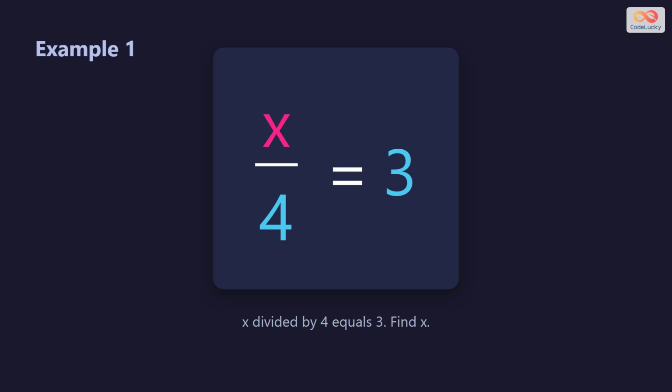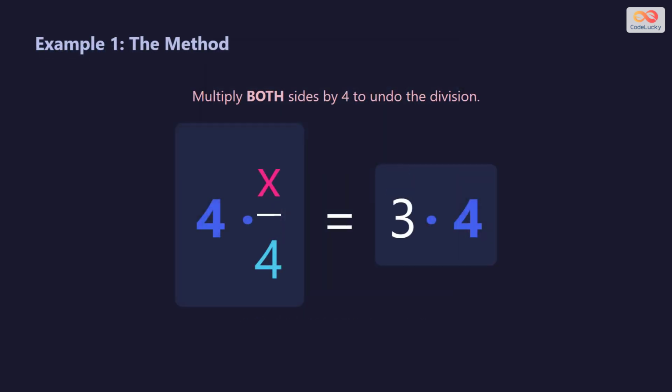Let's look at our first example. The equation reads, x divided by 4 equals 3. Here, our variable x is being divided by 4. To solve this, we need to ask ourselves, how do we undo dividing by 4? Since x is divided by 4, we do the inverse. We multiply by 4. But remember the golden rule: we must multiply both sides by 4.